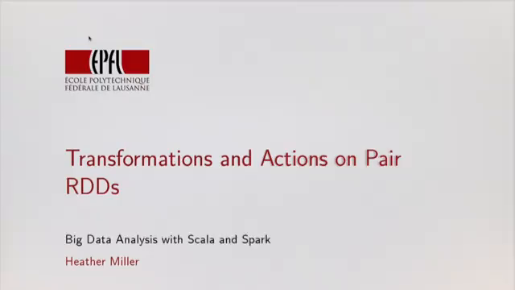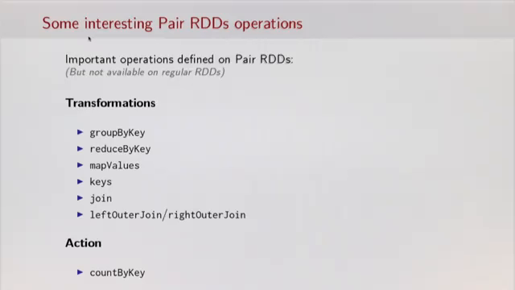Now that we've seen pair RDDs, in this session we're going to focus on some of the most commonly used pair RDD operations that you're going to find in the wild. Just like we saw before for regular RDDs, these common operations can be broken into two categories: transformations and actions. There are several special transformations specific to pair RDDs that we'll cover, and one special pair RDD action that's called countByKey.